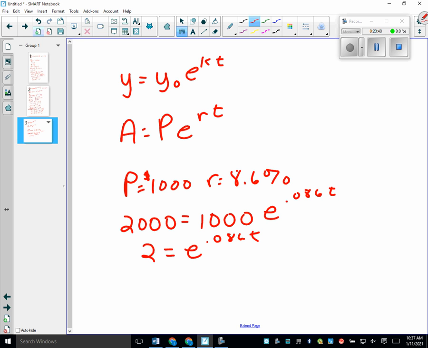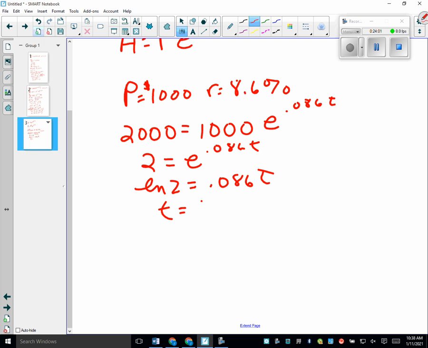So is 2 equal to E to the 0.086 T? Yes. How am I going to solve this? ln of 2 equals 0.086 T. So what is T? 8.059. 8.06 what? Years. It's not going to happen in days.